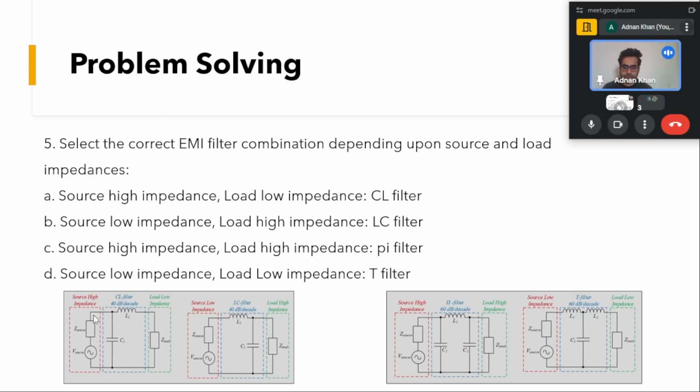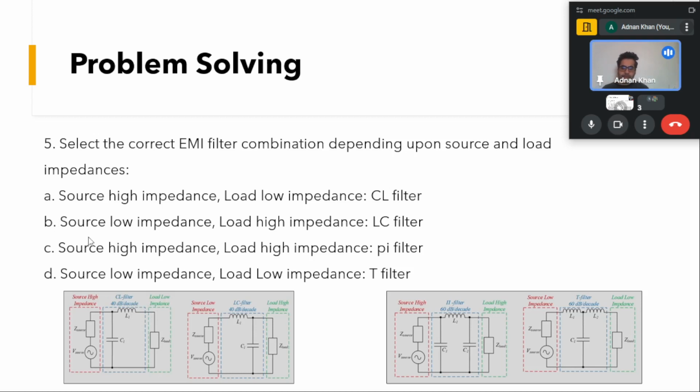If you can see the first, if the source has the high impedance, we want next to this source the CL filter, because C will provide the low impedance path, and for the load, this L will provide the high impedance path.